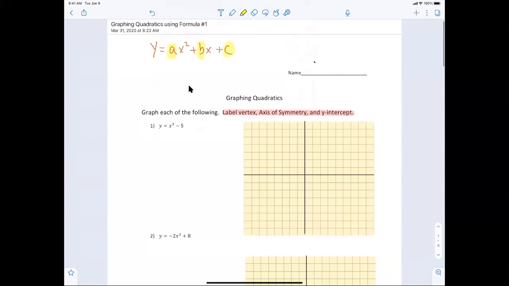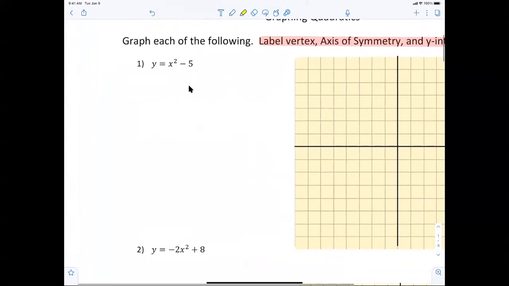So when I'm looking at question number 1, underneath number 1, I want someone to tell me what a is. A is 1. What is b? We don't know what it is. 0. Thank you, whoever said that. And c, of course, is what? -5.